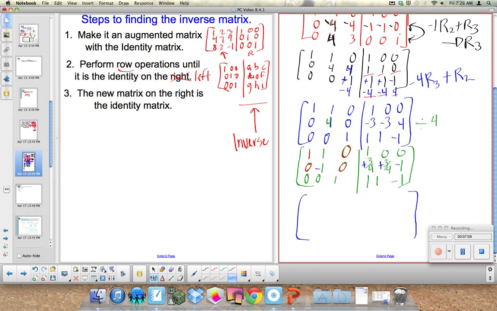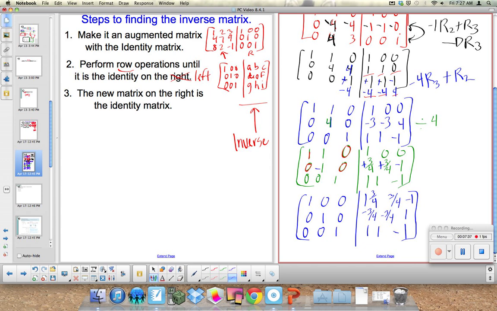Again, I'm going to copy the middle and the bottom row down because they're not going to change. We were already done with them. So I'm going to leave them as they were, -3/4, -3/4, and 1. But I'm going to add the middle to the top. 1, 0, 0. Let's see, 1 and 3/4, 3/4, and -1. Now I'm finished.